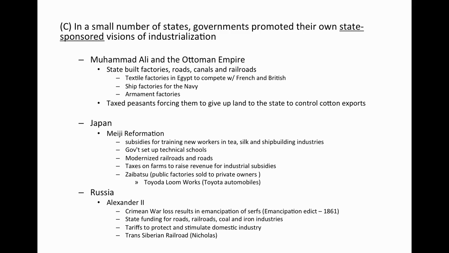He's going to pay for roads and railroads. He's going to subsidize coal and iron industries or promote those industries with government funding. He's going to pay for those things through tariffs to make goods coming into Russia more expensive, to protect and stimulate domestic factories. And he doesn't build the railroad, but he initiates the process. But Nicholas, who follows, ends up building the Trans-Siberian Railroad. Definitely remember what's happening in Russia too. We didn't spend a lot of time on it outside of Peter the Great and Catherine, but his reforms are going to continue under Alexander and Nicholas, and that's the key thing to remember.